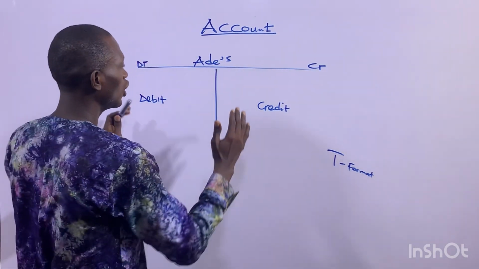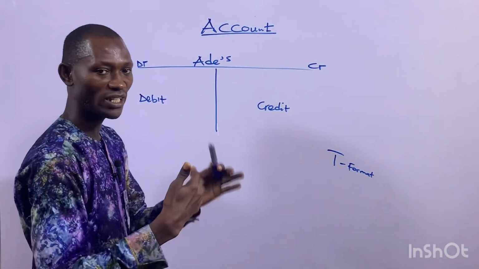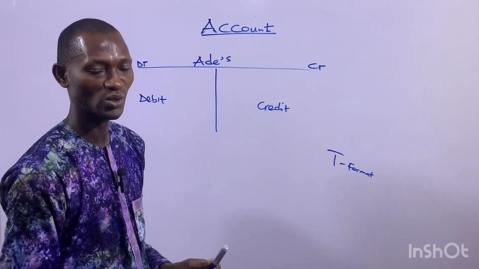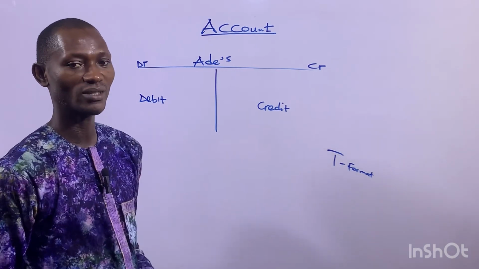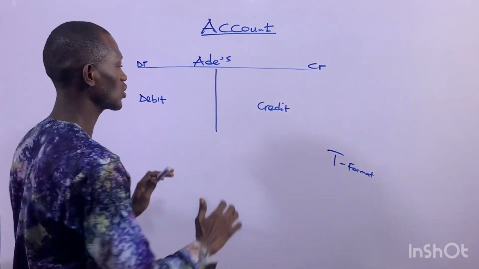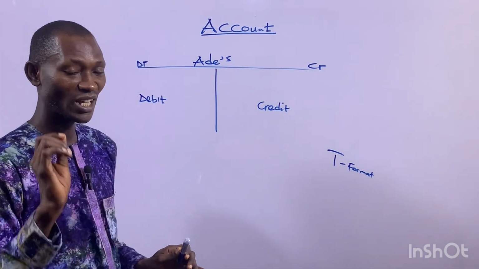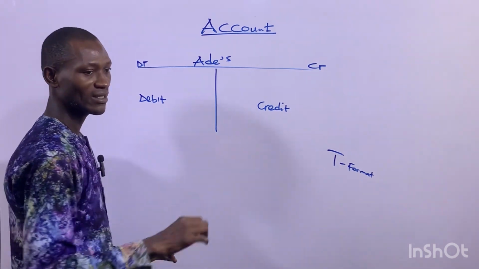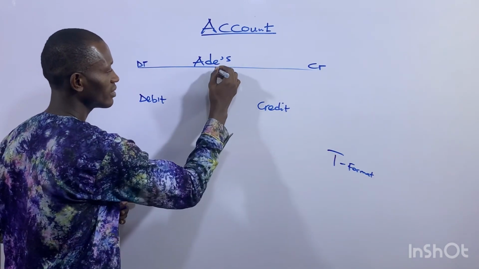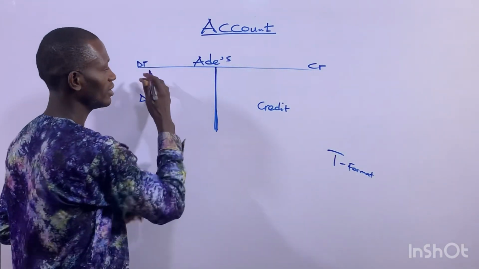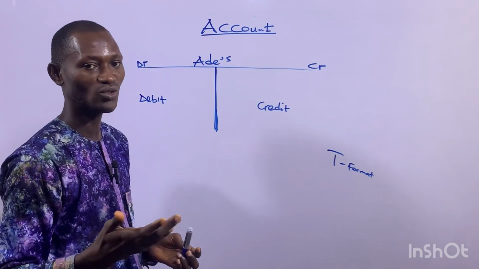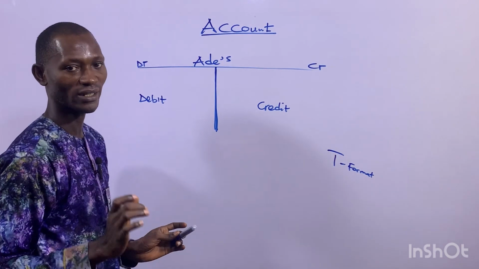So in a ledger, you will find many accounts. You find Ade's account, capital account, drawings account, debtors account, creditors account, Dangote's account, and so on. So this is the simplest form of an account. An account is a page of a ledger that is divided into two parts of debit and credit by a thick vertical line, on top of which there is a horizontal line where the name of the account is usually stated. So this is how an account looks like.